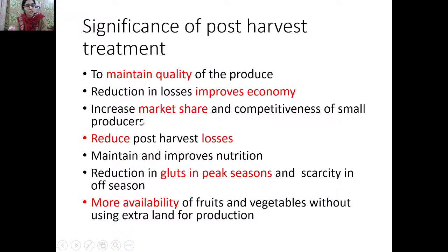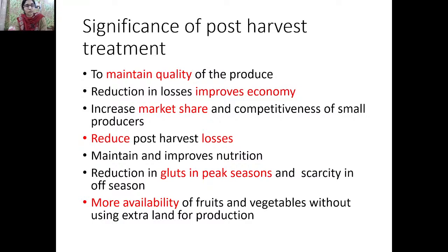Definitely, it is going to reduce your post-harvest losses, and this is going to cause a reduction in gluts. Because when the season comes, any particular fruit or vegetable is present in abundant quantity, and so much of it is wasted. We have no proper management to store it, we have no proper management to process it, so it goes to waste in the peak season, and you are selling at 10 rupees a kg, 5 rupees a kg in the season, and then in the off season there is a scarcity.